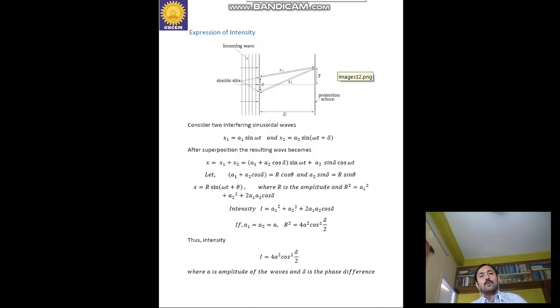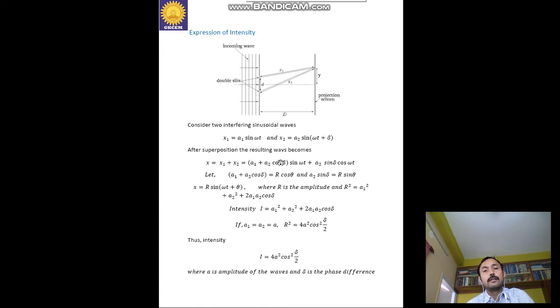Now we will come to the expression of intensity. Here in Young's double slit experiment, the sources are separated by a small distance d, and the source and the screen are separated by a distance capital D. Consider two interfering sinusoidal waves, x1 = a1 sin(ωt) and x2 = a2 sin(ωt + δ), superimposing each other, with a phase difference of δ.